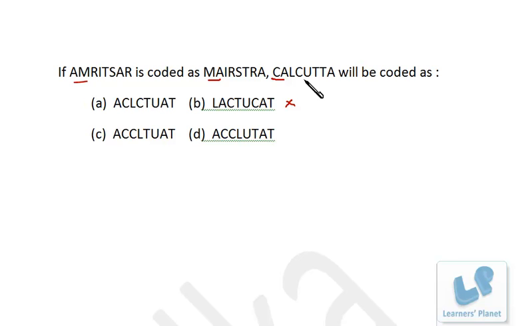LC should be written as CL, right? So after AC, CL must be there. So this option is correct. And even we have CL over here, so this option is eliminated, right? After that, suppose we choose this T and S, right? That means U and T should be written as T and U, right? So T and U we have over here, right? So this is the correct option. I hope you are clear.